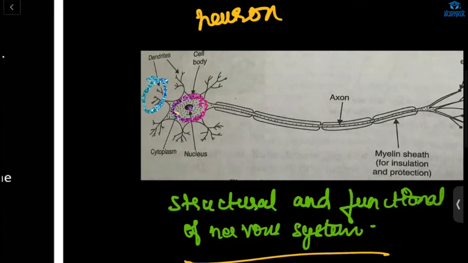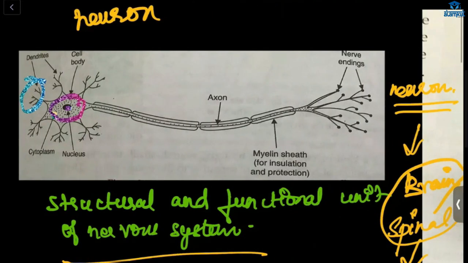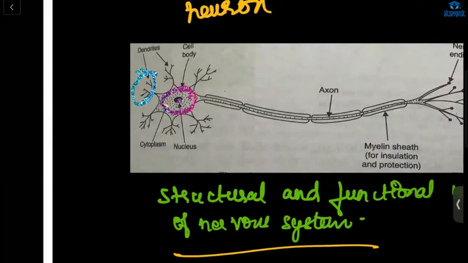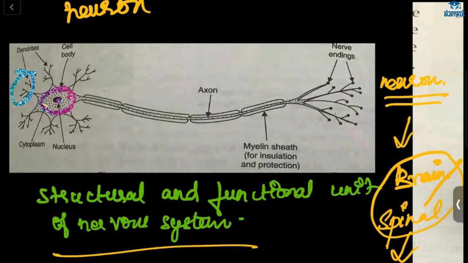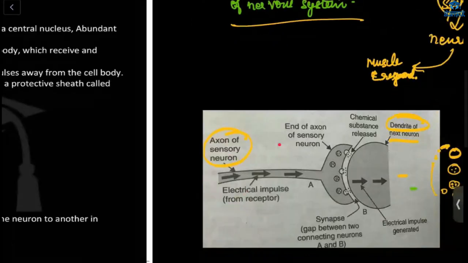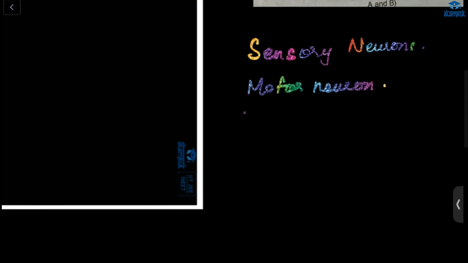Dendrite. What is the work of dendrite? It will receive the signal. And what is the work of axon? It will take the signal. We have three kinds of neurons: sensory neuron, motor neuron, and relay neuron.